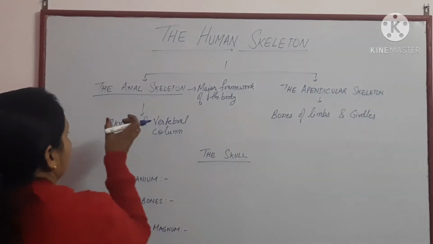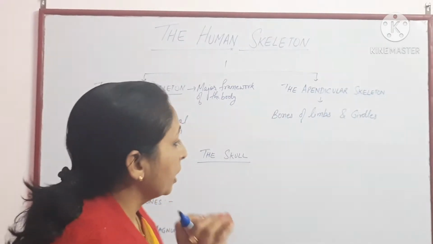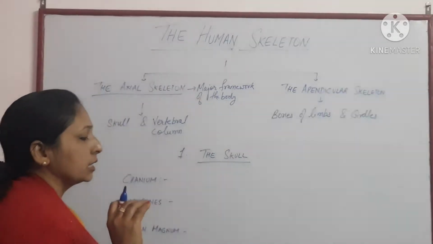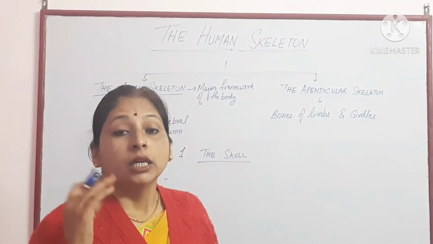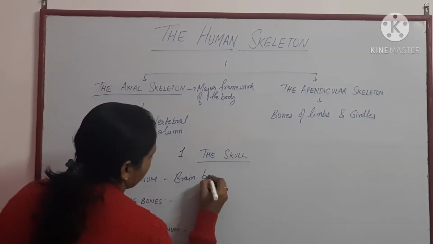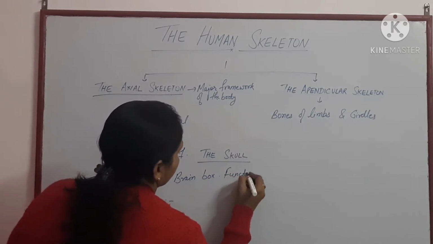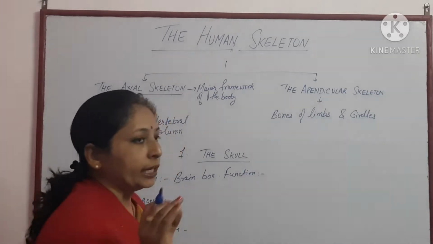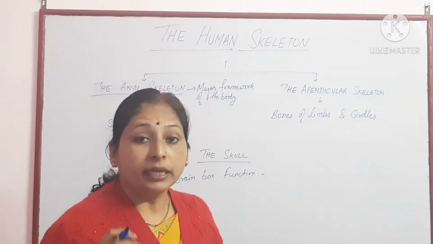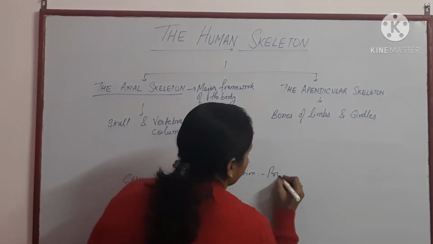Next, first of all we'll discuss the axial skeleton, parts of the axial skeleton. Of this, the first one is the skull. The skull is also known as cranium or the brain box. Its function is the protection of the inner delicate membranes of the brain, or inner delicate part of the brain. So this function is protection of the brain.